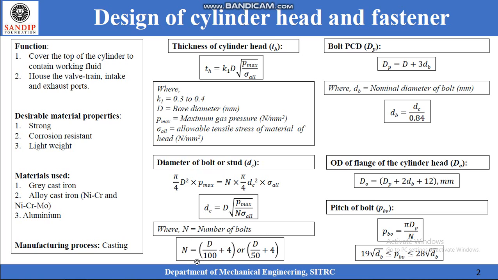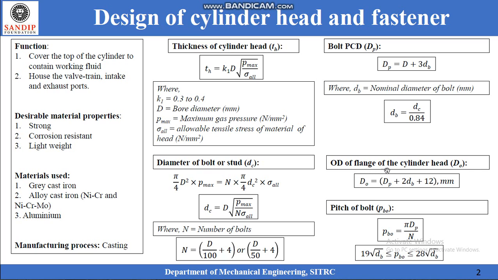Number of bolts can be calculated by this formula, which mentions that it should lie between D by 100 plus 4 to D by 50 plus 4. Since there are more than 2 bolts, all the bolts will form a pitch circle. The diameter of this pitch circle can be calculated by dP equal to D plus 3 dB, where dB is not the core diameter, but it is the nominal diameter of bolt, which can be calculated by the formula dB equal to dC upon 0.84.